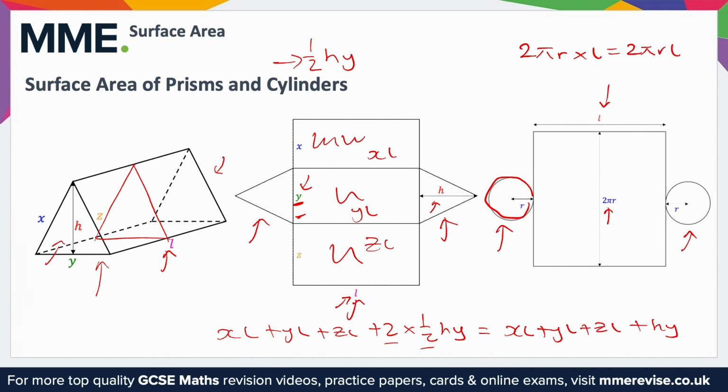Then we have two circles, one here and one here. They're identical, so each individual area is going to be pi r squared, but we've got two of them, so we'll times that by 2, and we get 2 pi r squared. Then we just need to put this all together, and that results in 2 pi r squared plus 2 pi r L, which you can factorize a little bit to make it a little bit easier to use, and it will become 2 pi r times by r plus L.